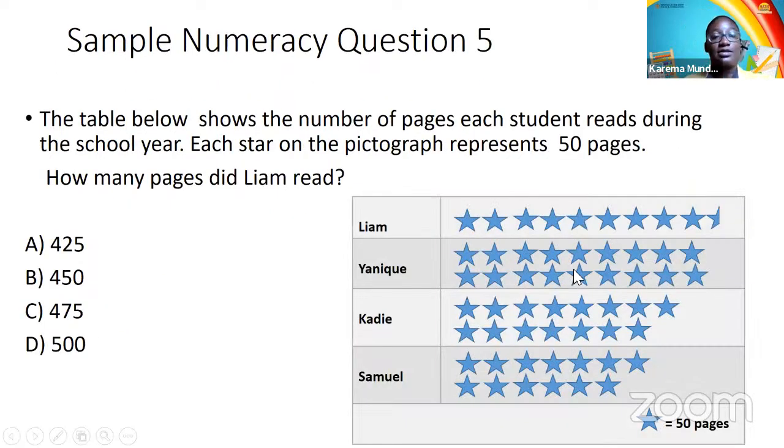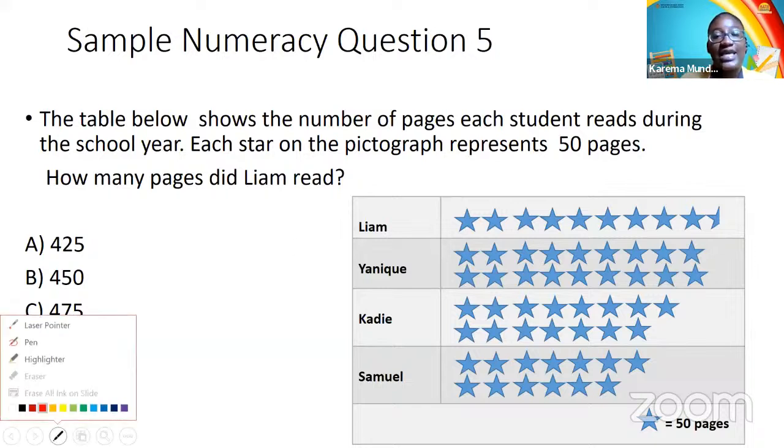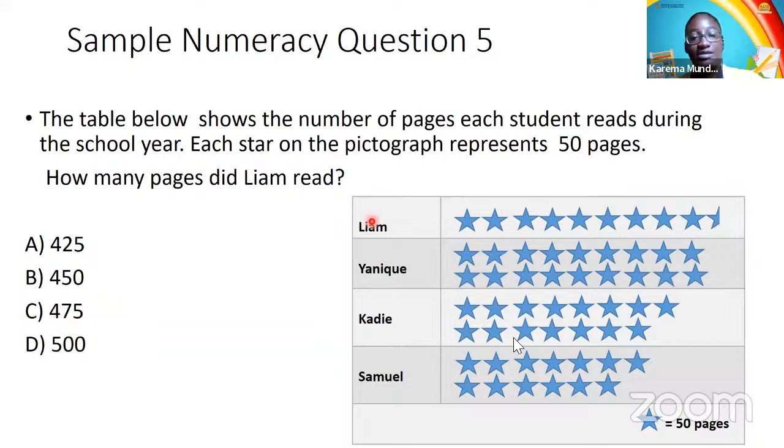All right, great. So here we are. Bring up your laser, Miss, because I really want us to get into the performance task. We are going to count together based on the key that was given. We're told each of these stars values 50. Ms. Williams, I hope you can count by 50. Let's see if we can count. All right, so let's go to Liam.